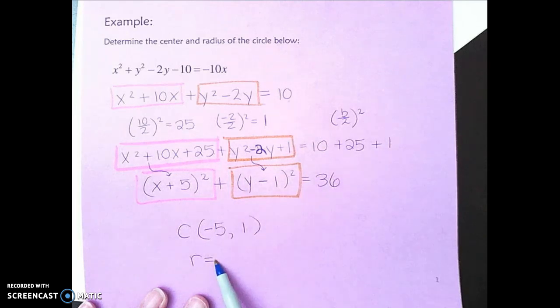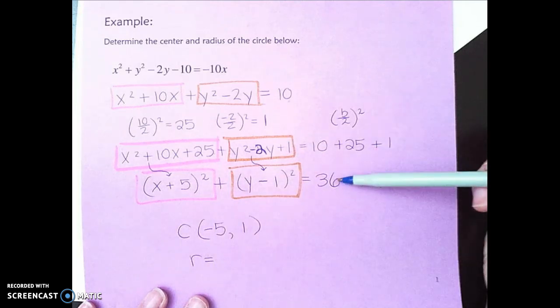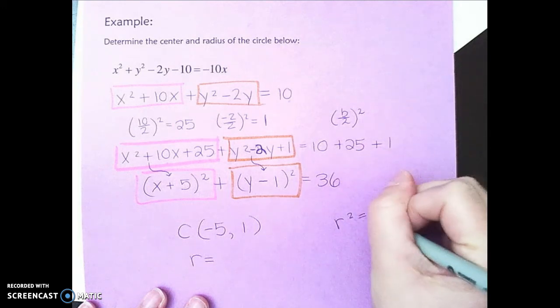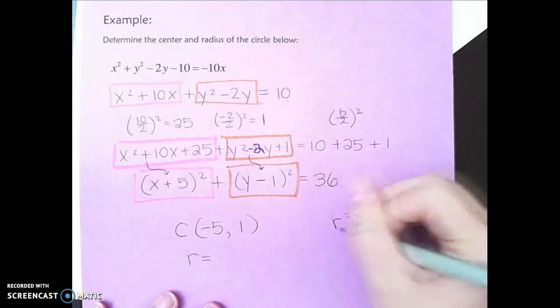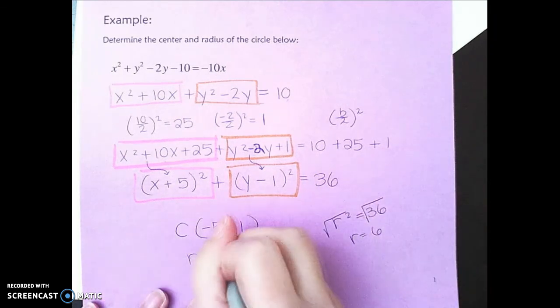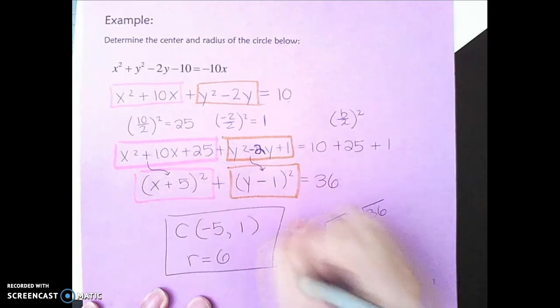For my radius, remember that the right side of the equation is equal to your radius squared. If r squared is equal to 36, then to solve for r, I need to take the square root of both sides, and I get r equals 6. So my radius is 6. And there it is.